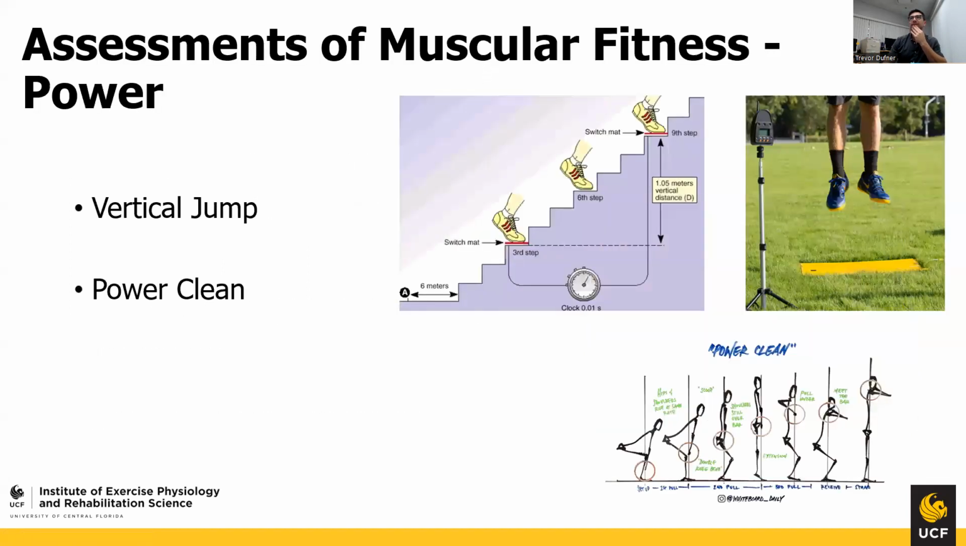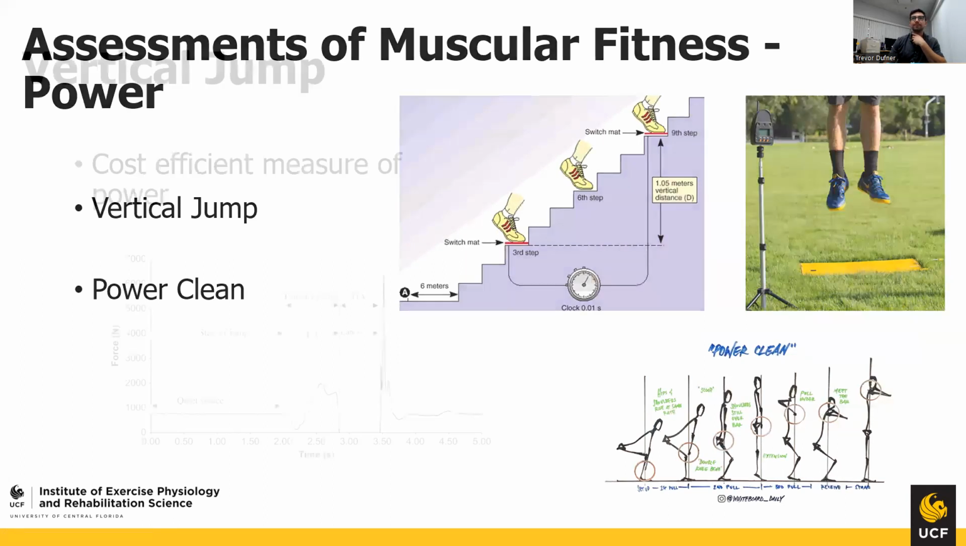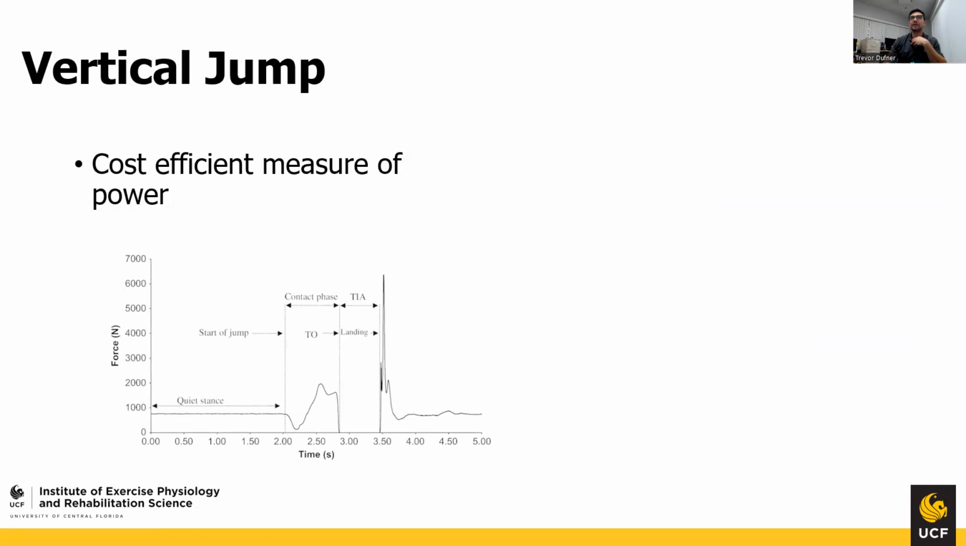And then other assessments of muscular fitness, specifically power, are vertical jump and power clean. A vertical jump, we've all known before, you're essentially just jumping as high as you possibly can. A power clean, we've seen before, or a clean and snatch, is just an explosive lifting or Olympic movement within the gym. So the vertical jump is a cost-effective measure of power. You can do it on a force plate. Usually that's the best way to do it. That's what we're seeing here.